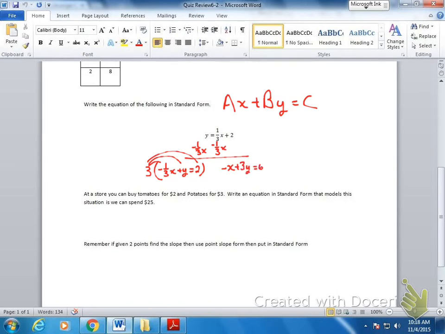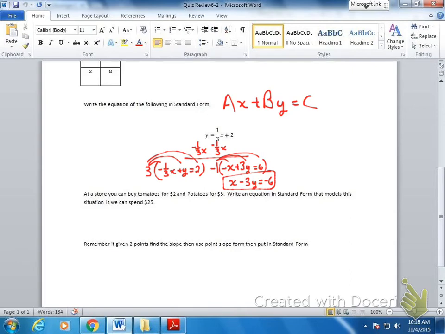But I still have that negative in front. I can't have that. So I multiply everything by -1. And all that does is change the sign on everything. So instead of -x, I have x. Instead of plus 3y, I have minus 3y. And instead of positive 6, I have -6. So there's your equation. So move your x's. Look at your A. We don't want it to be negative, and we don't want any fractions, so we can clear those out. Now let's look at this last problem here.